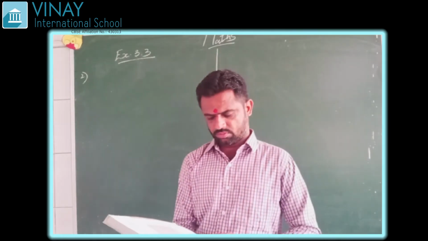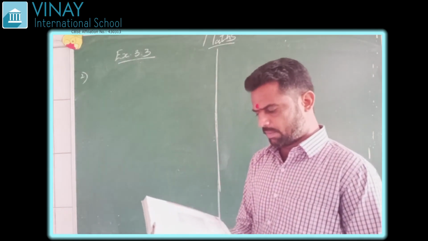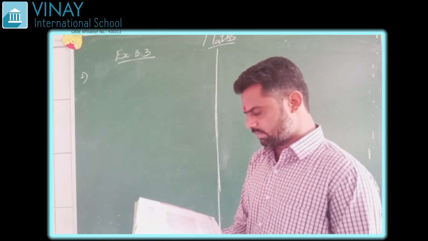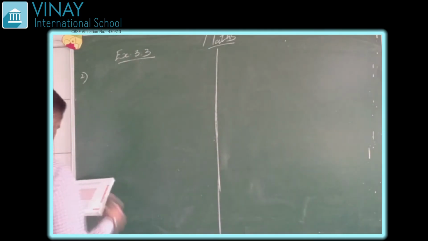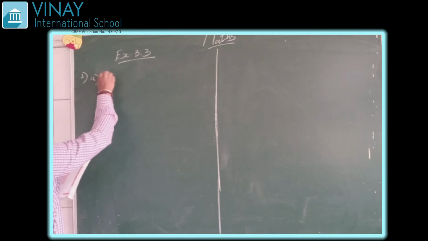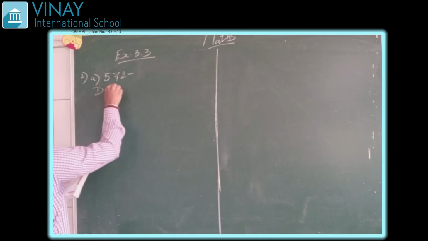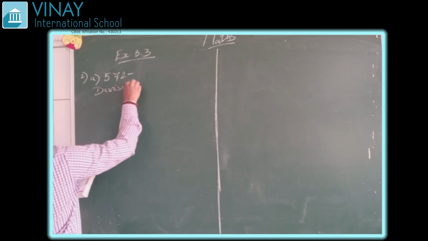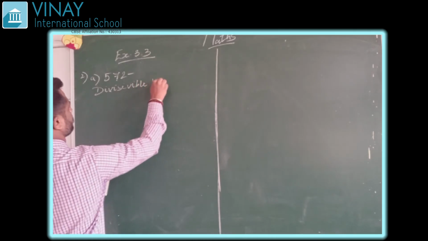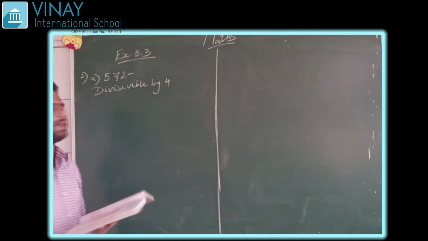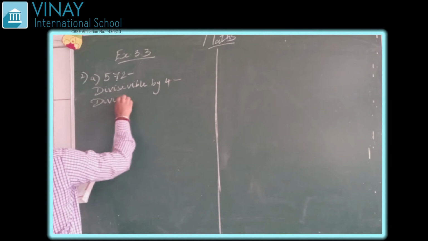We will begin from question number 2, that is, using divisibility test, determine which of the following numbers are divisible by 4 and by 8. The first question is 572. First we need to find out whether it is divisible by 4 and divisible by 8.